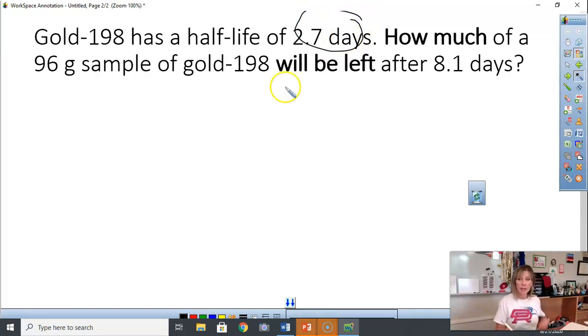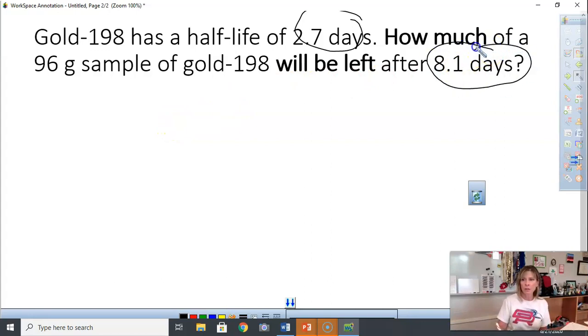2.7 days. Half-life is 2.7 days. That means every 2.7 days, this stuff divides in half, or decays by half. How much of a 96 gram sample of gold will be left after 8.1 days? Well, now we have some different information. We have another time period. Gold has that half-life of 2.7 days. Well, this stuff decays for 8.1 days total.